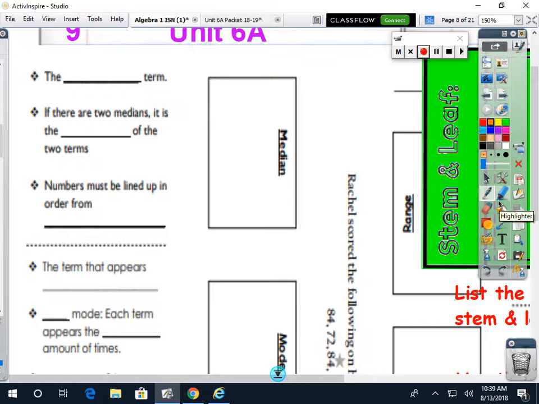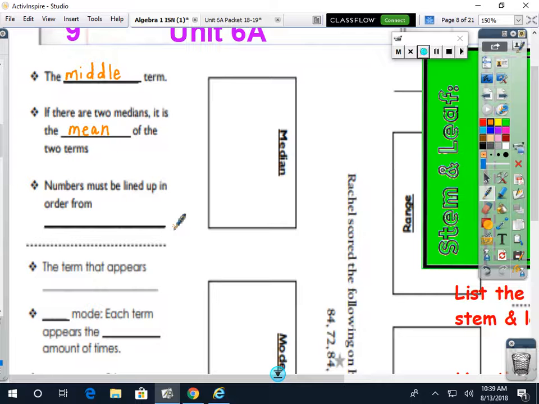So up in that top left corner, you need to write, the median is the middle term. Okay, the median is the middle term of the data. If there are two medians, it is the mean of the two terms. Okay, and if you're not sure what that is, we'll talk more about mean in a few minutes.